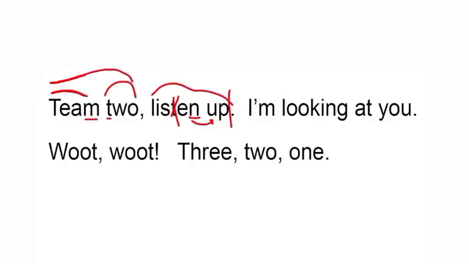Listen up is a phrasal verb. How is it different from listen? It's something you would use if you're trying to get the attention of someone, or even more often of a group of people. This is something you might say if you feel like people have not been paying attention and now you really need them to. You're saying, I need everyone's attention because what I'm about to say is really important.